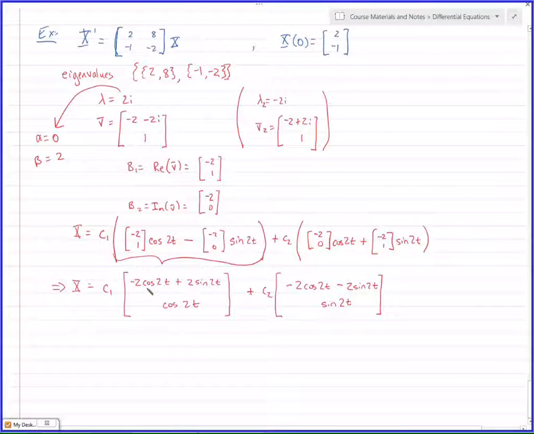Make sense? So that's the general solution. What do we got to do now? Initial conditions, right? Use x at 0, that is plugging in t equals 0, and set that equal to 2, negative 1 to find the specific solution. So x at 0, if I just plug in 0 all the way through here, I get C1 times, the cosines of zeros are all 1, the sines of zeros are all 0. So negative 2, 1.